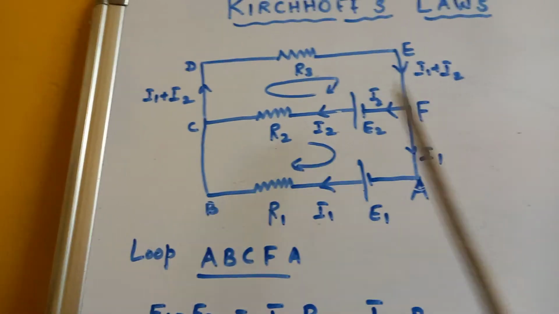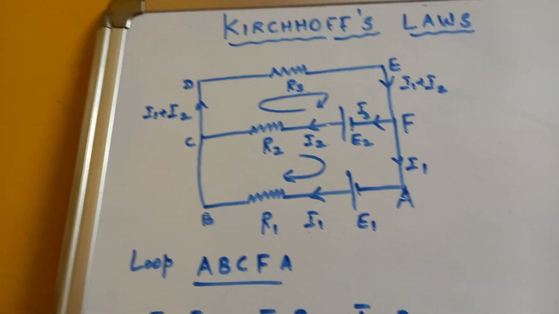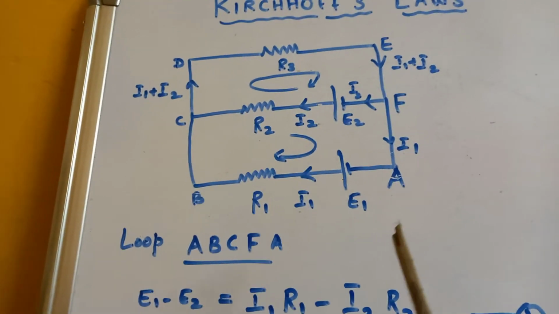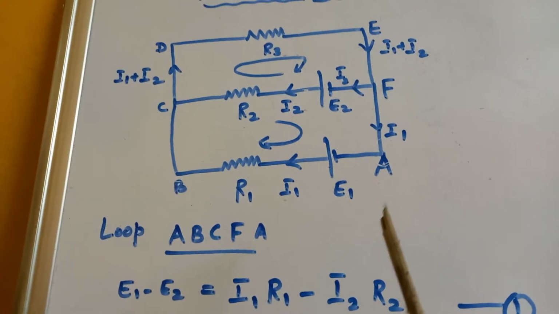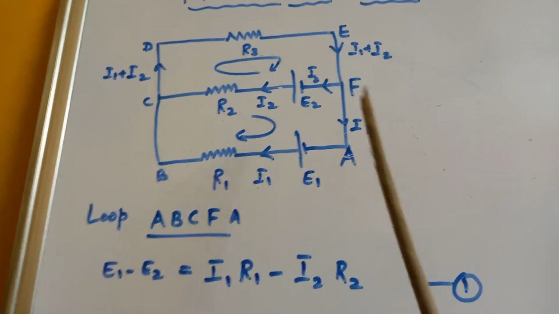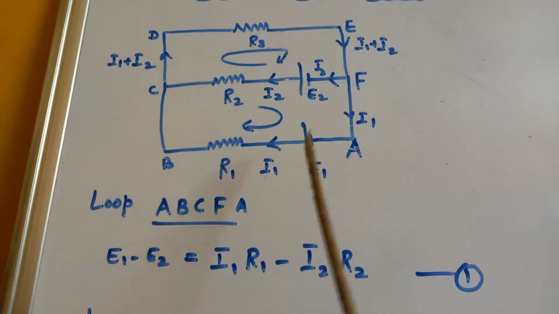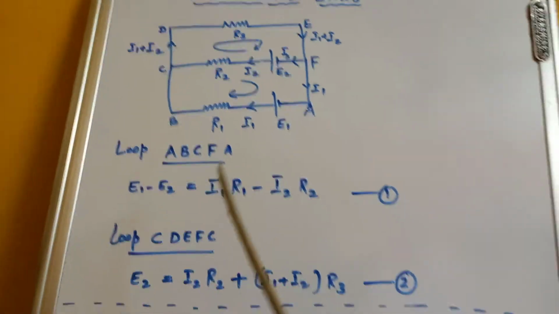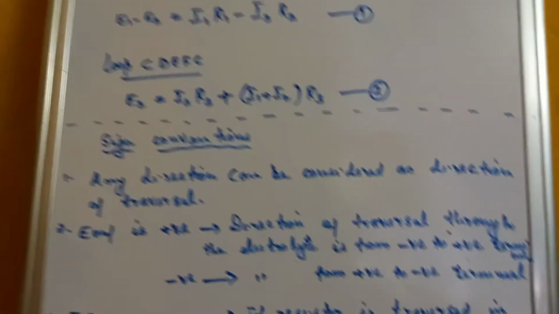That is the first sign convention. It's up to you, children. Either you can take the clockwise direction or the anti-clockwise direction. Is that clear? Whichever way you take the direction of traversal, accordingly you have to apply the other sign conventions. So that is the first one.